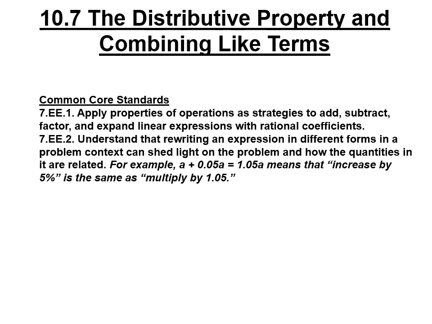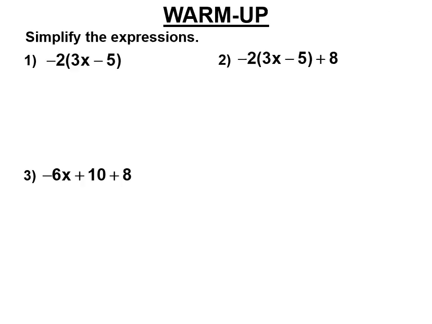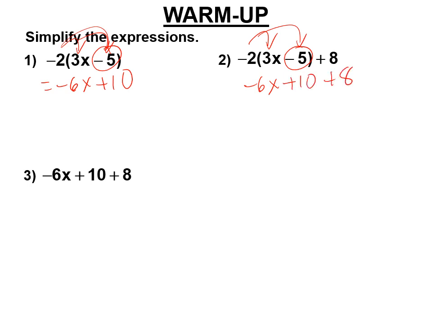So in 10.7, as the title indicates, we're going to put two ideas together: distributive property and combining like terms. Let's remind ourselves about distributive property. Negative 2 times 3x is negative 6x, negative 2 times negative 5 is positive 10, so that's negative 6x plus 10. You don't multiply that. And then you have to add those together. And that's what we're going to do today.